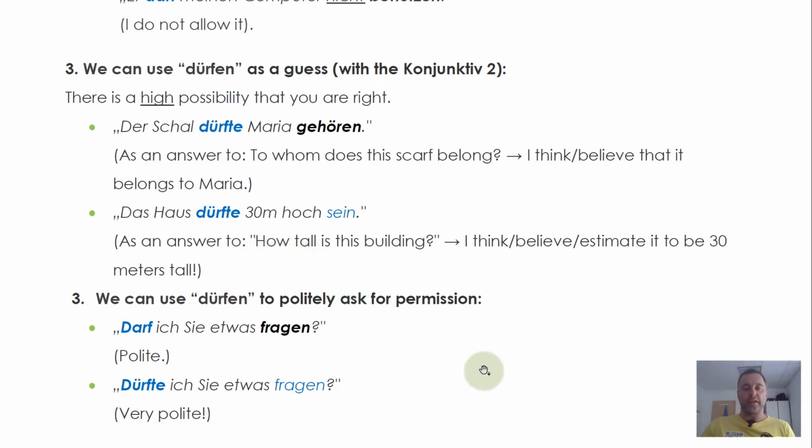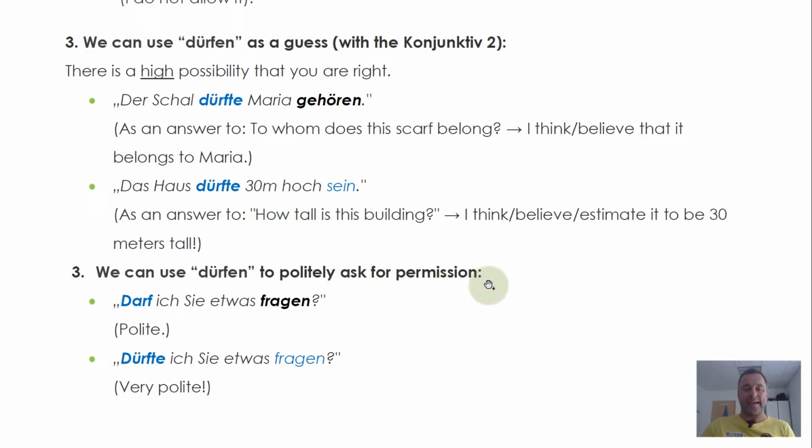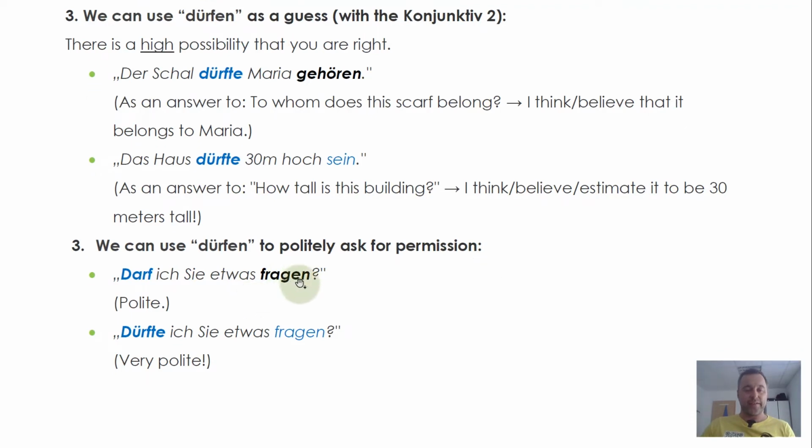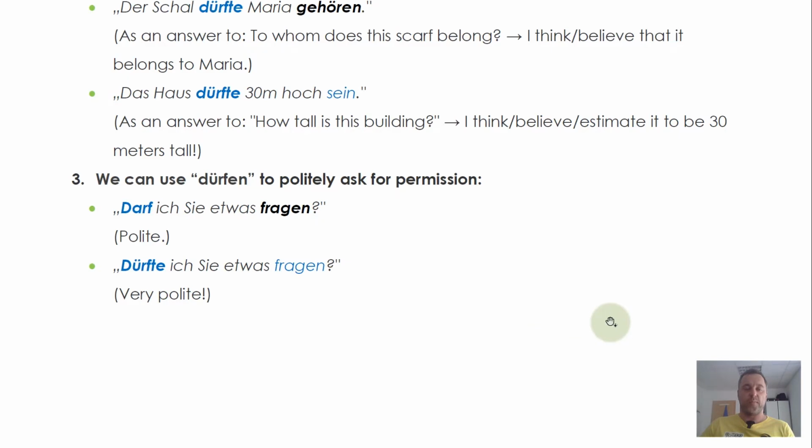And dürfen can also be used to politely ask for permission. Darf ich Sie etwas fragen? Am I allowed to ask you something? This is very polite. Dürfte ich Sie etwas fragen? This is even more polite if you put it in Konjunktiv 2. So here, those are the two versions to ask something very, very polite.